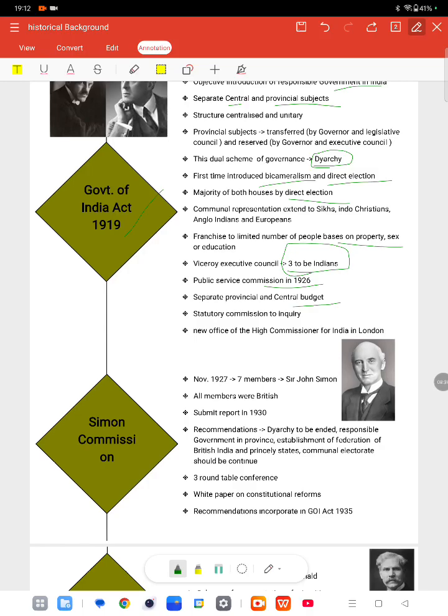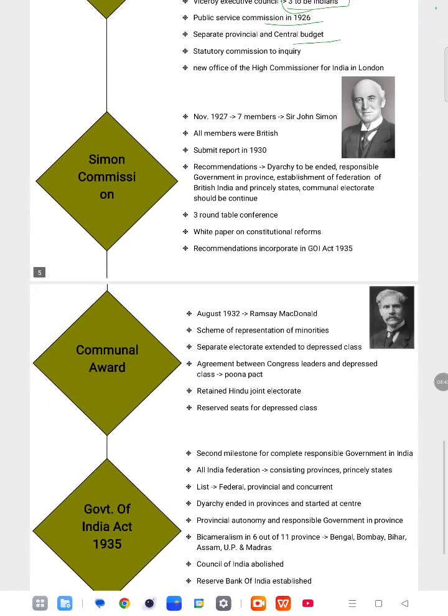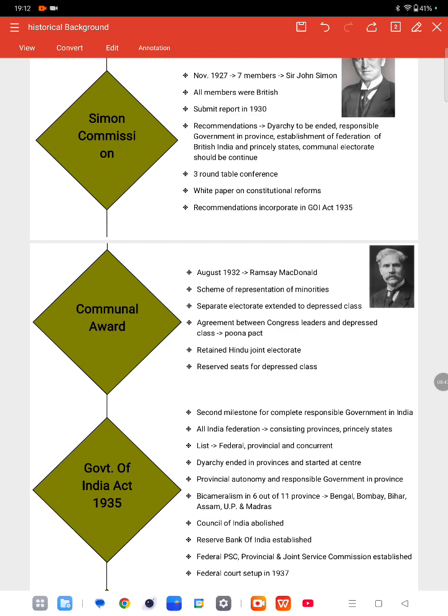Now we have the Simon Commission that came into the picture in 1927. It had seven members, and Sir John Simon was the head. All members were British. So it is the first demerit that all members were British, though it was for Indian people. No Indian was in this commission. The report was submitted in 1930.